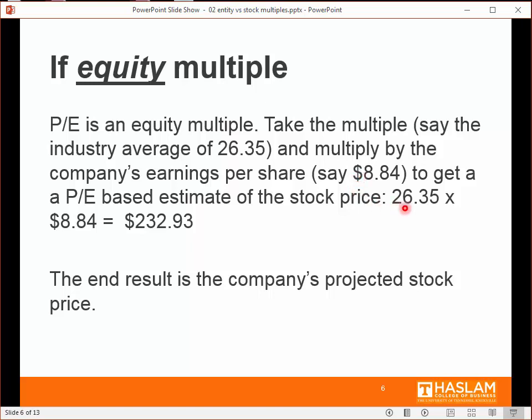stock price of industry multiple, 26.35, multiplied by the company's earnings per share to give you an equity multiple based estimate of the stock price of $232.93. So that's how you would use an equity multiple. The end result of using an equity multiple is the company's projected stock price.